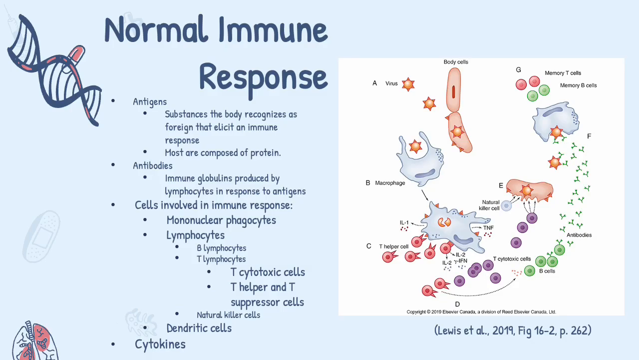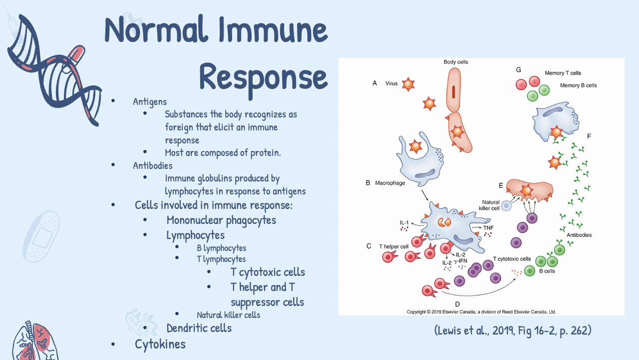So we're going to have a look at what happens in the normal immune response. The cells involved in this process are antigens, antibodies, and cytokines. Antigens here are the substances that the body recognizes as foreign, and when they come into the body, it elicits the immune response. Most of these are composed of protein.